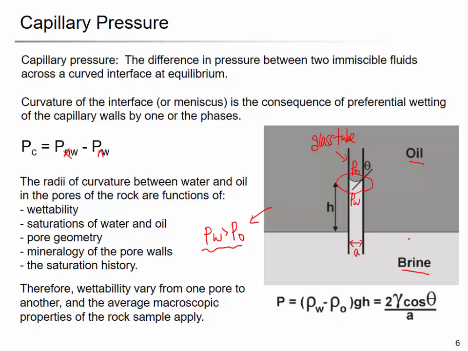And so we've been using this glass tube as an analogy, or a surrogate, for the pore of the rock, right? If we expand this glass tube to the real rock pore, then pore geometry, wettability, and mineralogy will affect the capillary pressure in general. So these are the factors affecting the capillary pressure.